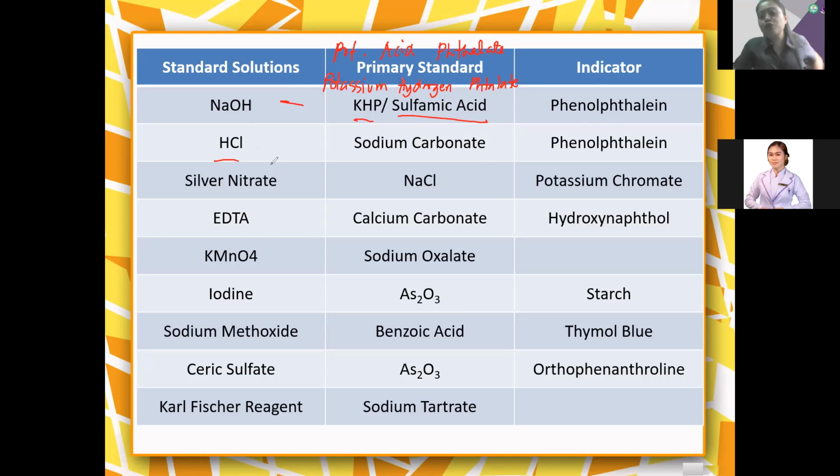So if we want to standardize it, we want to know the concentration or the normality or molarity of the hydrochloric acid, we may use sodium carbonate as the primary standard. And just like sodium hydroxide, we will use phenolphthalein. Okay, that is also true for silver nitrate. We can also standardize this one using sodium chloride as the primary standard and potassium chromate as the indicator. And then we have EDTA.